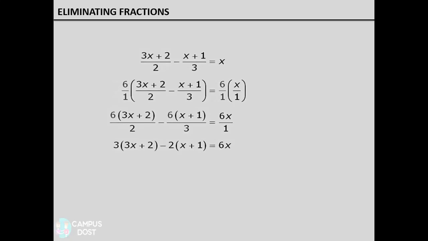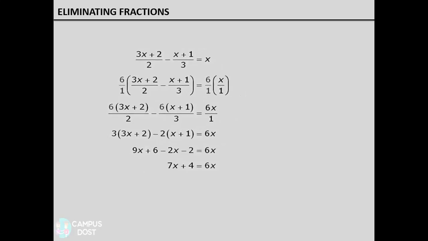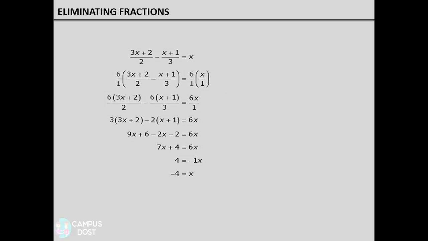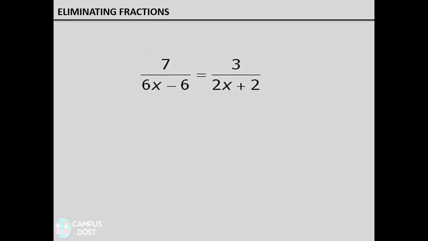First, 3 times 3x is 9x, and 3 times positive 2 is positive 6, or plus 6. Next we have negative 2 times x, which is negative 2x or minus 2x, and we have negative 2 times positive 1, which is negative or minus 2. This is all equal to 6x. At this point we can simplify the left-hand side to be 7x plus 4, and now we can solve for x by first subtracting 7x from both sides, and then dividing both sides by negative 1 to get x equals negative 4. Okay, let's examine one last question.